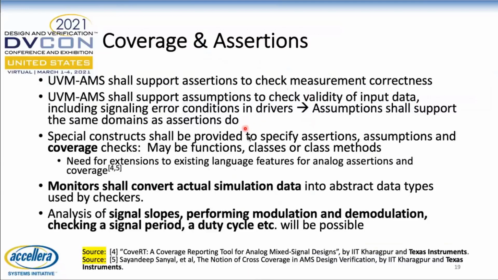Special constructions shall be provided to specify assertions, assumptions, and coverage checks, and they may be functions, classes, or class methods. The need for extensions to existing language features like assertions and coverage are discussed in more detail in a couple of papers that are presented by experts from IIT Kharagpur and Texas Instruments. For more details, you can refer to those papers.